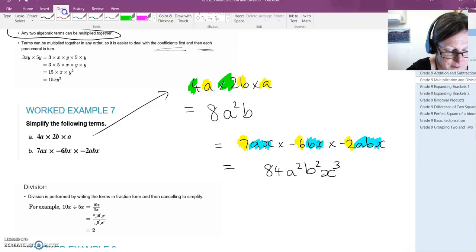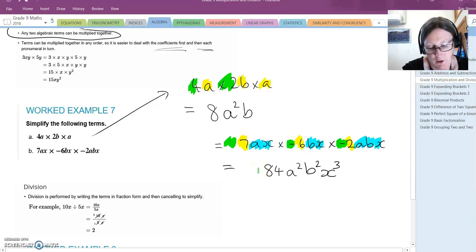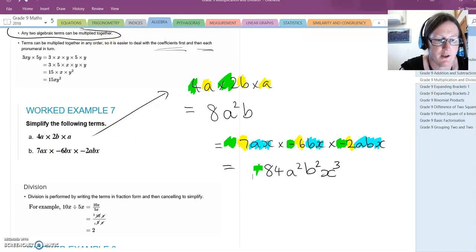Now let's look at our signs. I've got a positive times by a negative times by a negative. So my positive times by a negative gives me a negative, times by another negative gives me a positive. So you can put the positive there or you can not have it there. So the answer to that one is 84 a squared b squared x cubed. So just remembering, any two algebraic terms can be multiplied together. Does not matter if the terms are not like terms.